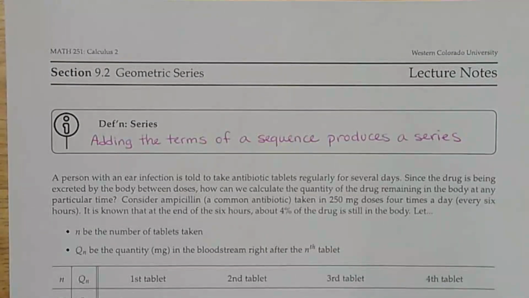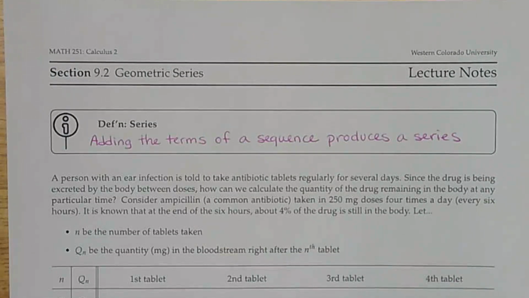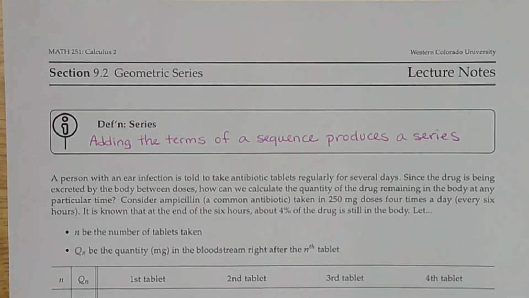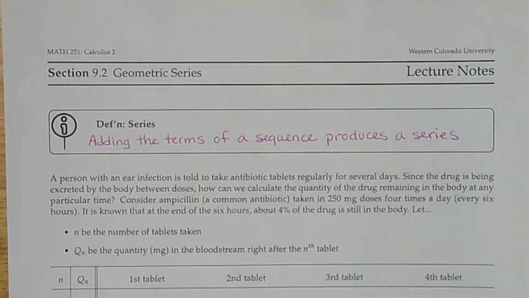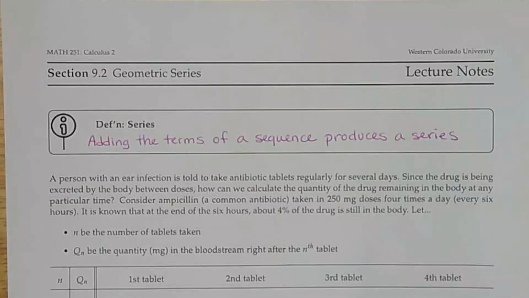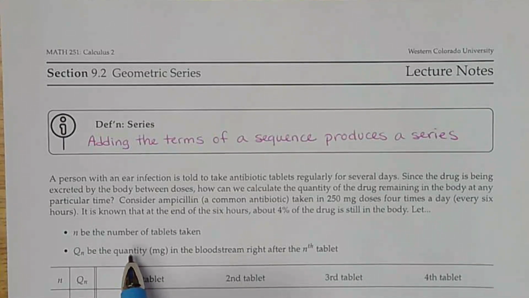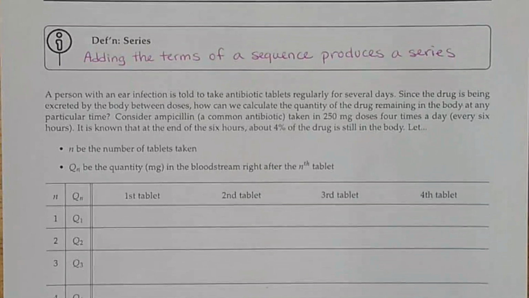A person with an ear infection is told to take antibiotic tablets regularly for several days. Since the drug is being excreted by the body between doses, how can we calculate the quantity of the drug remaining in the body at any particular time? We're going to consider ampicillin, a common antibiotic, taken in 250 milligram doses 4 times a day, so every 6 hours. It is known that at the end of the 6 hours, about 4% of the drug is still in the body. Let N be the number of tablets taken, and Q sub N be the quantity in the bloodstream after the nth tablet, measured in milligrams.